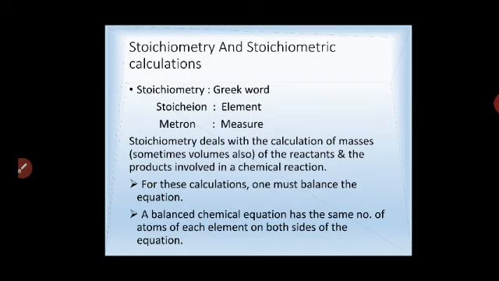Okay, so for these calculations, first of all, what is the condition? We have to balance the equation. And what is meant by balancing? That is, on both sides the number of elements should be the same. Then we say the equation is balanced. So here you can pronounce the word stoichiometry either way. It is left to you.